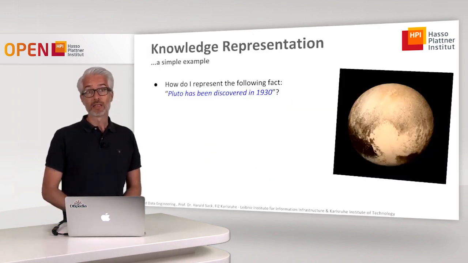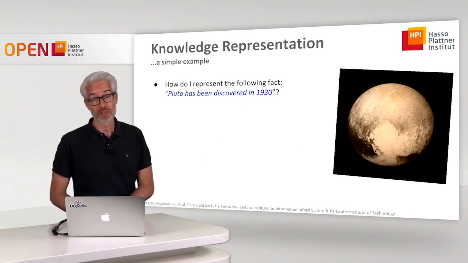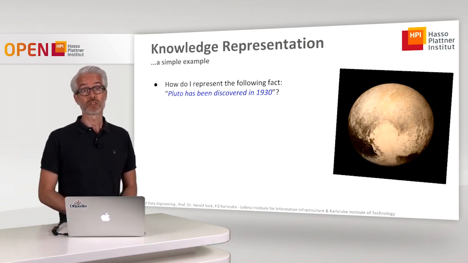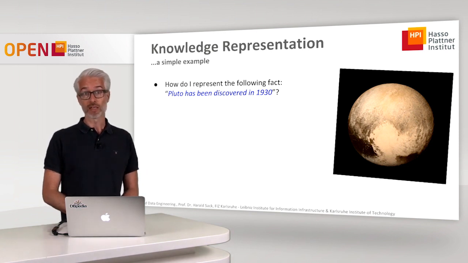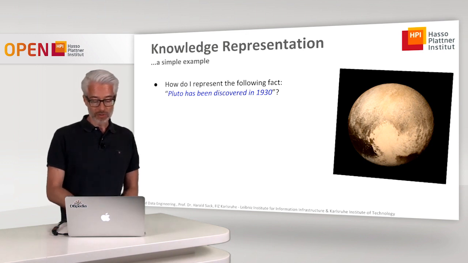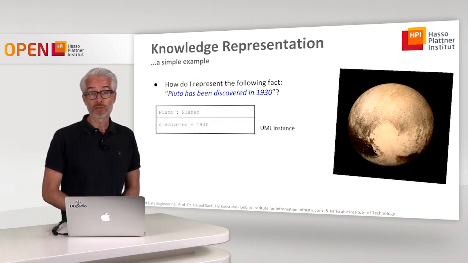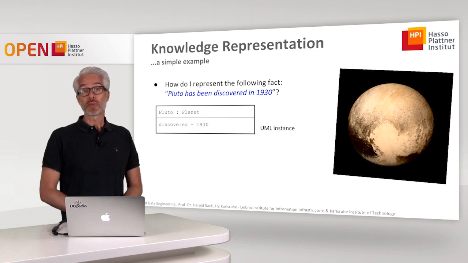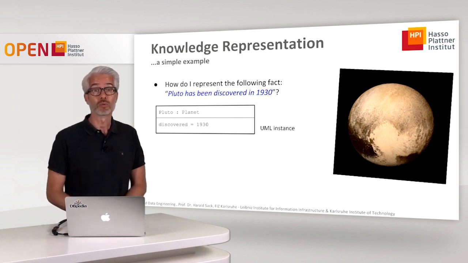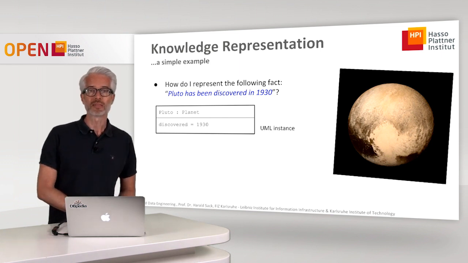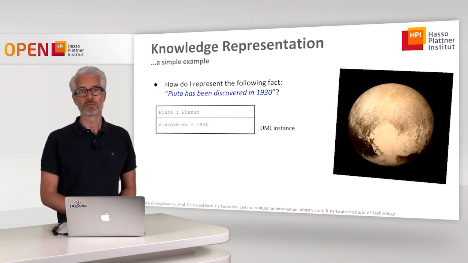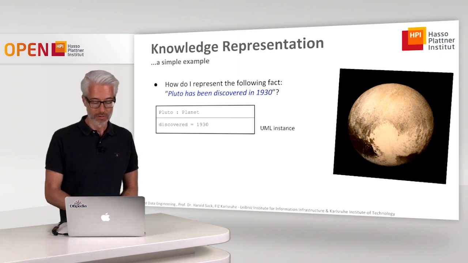Okay, but first let's have a look at a simple example of knowledge representation and ask ourselves the question, how should we represent the following fact: that Pluto has been discovered in 1930? Some of you who do data engineering or data design might say, okay, let's define a UML instance. There we have an instance which is Pluto. Pluto is a planet and it has been discovered in 1930. Of course, you can do that.